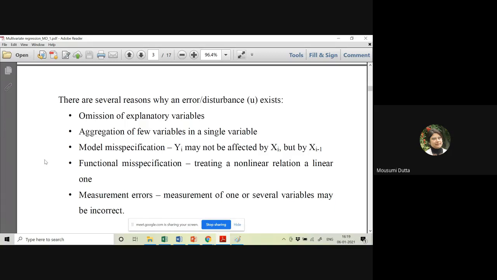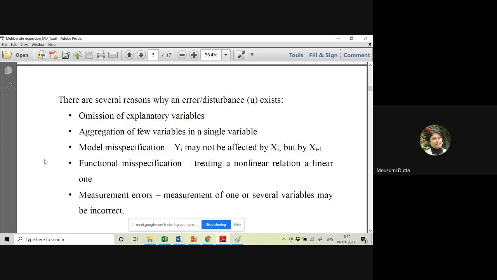There may be functional misspecification as well. As I mentioned earlier, actually what may happen is that X cube is affecting Yi, however, I am considering Xi. So functional misspecification may result in the presence of random error. And finally, measurement error. Okay, the scales or the units of measurement we are using in measuring Yi and all Xi variables may result in some kind of incorrectness in the system, and therefore we will find that errors exist.